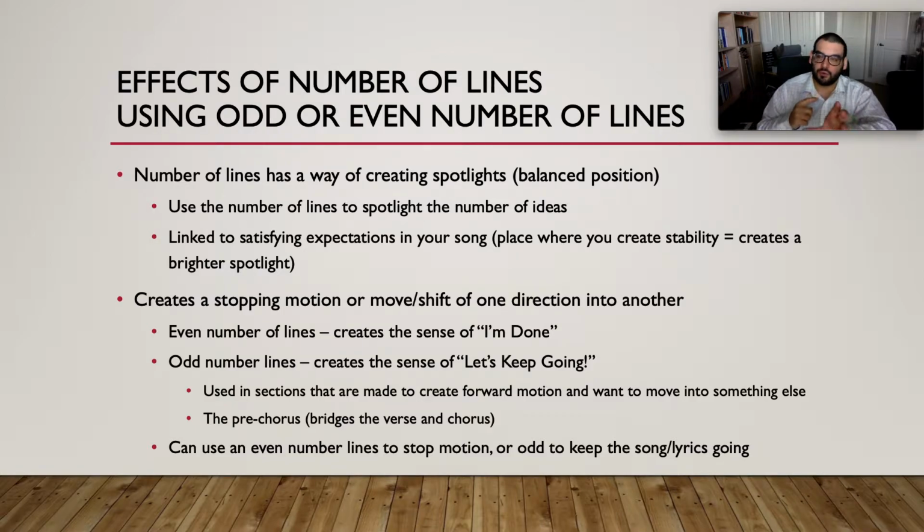But in an odd number of lines where you have 3 or 5 lines, it gives this sense of incompleteness. It needs to be finished. Because if you have a verse that is 3 lines long, you have line 1 matches line 2, but then you have line 3 that's just hanging out in no man's land, waiting for a partner to join up with and finish the end of the song. And so an odd number of lines can be used in different sections to create this idea of forward motion. An even number of lines creates this sense of completeness, doneness.